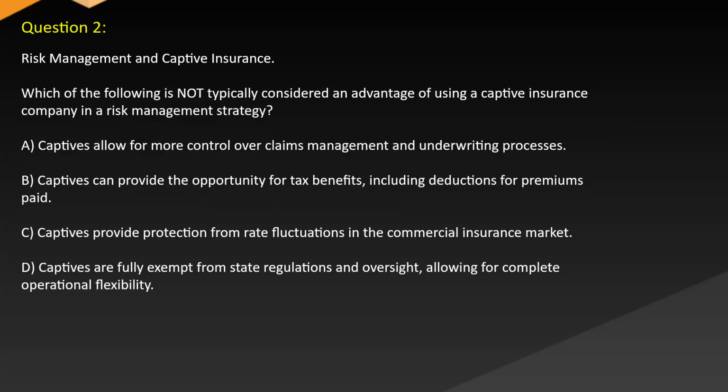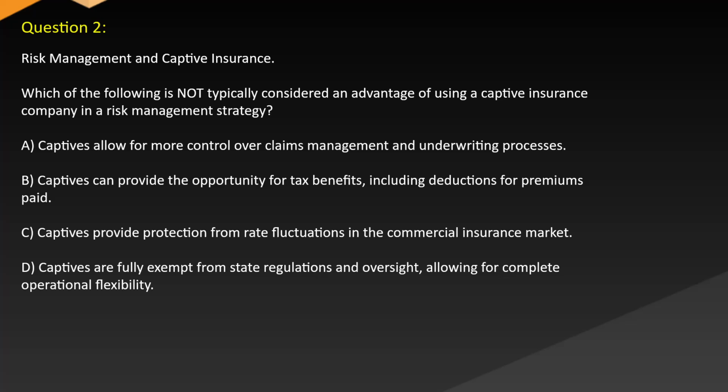Question 2. Risk management and captive insurance. Which of the following is not typically considered an advantage of using a captive insurance company in a risk management strategy? A. Captives allow for more control over claims management and underwriting processes. B. Captives can provide the opportunity for tax benefits, including deductions for premiums paid. C. Captives provide protection from rate fluctuations in the commercial insurance market.